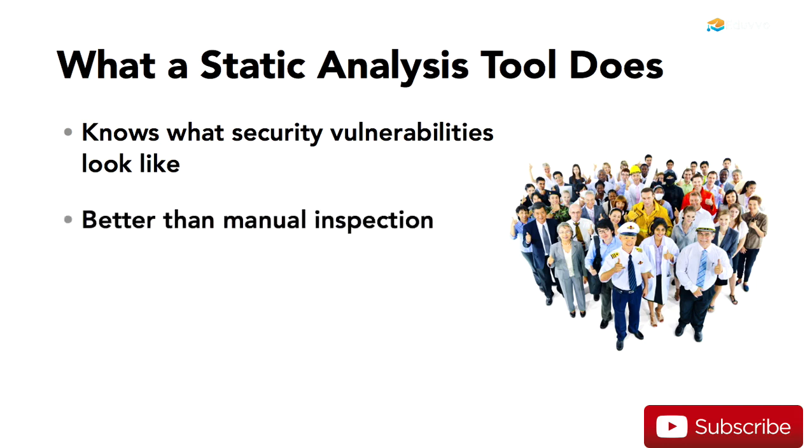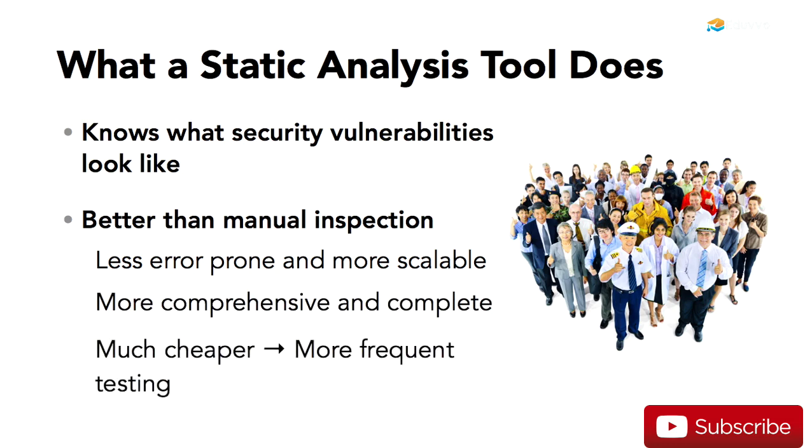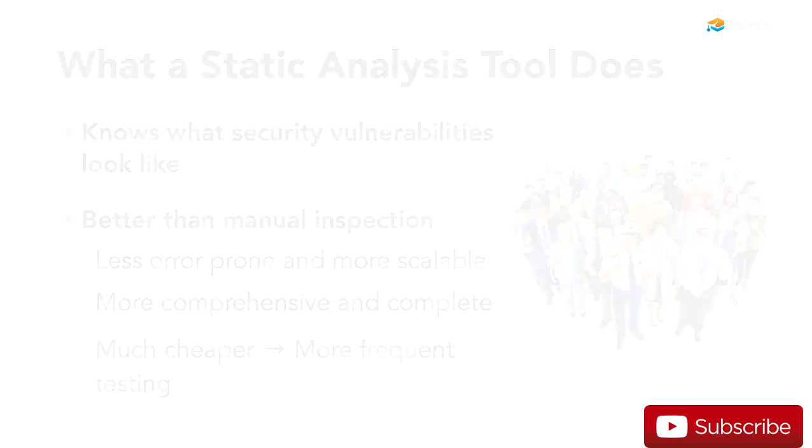Although manual code inspection is always possible through peer code reviews, it is error-prone and not scalable. The manual approach is also not as comprehensive and complete as its automated counterpart. The use of software tools is also much cheaper than hiring a human expert to do the same amount of work. This relatively inexpensive nature of the static code analysis tools also allows more frequent testing.